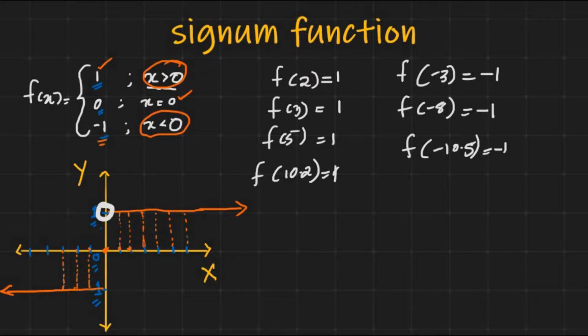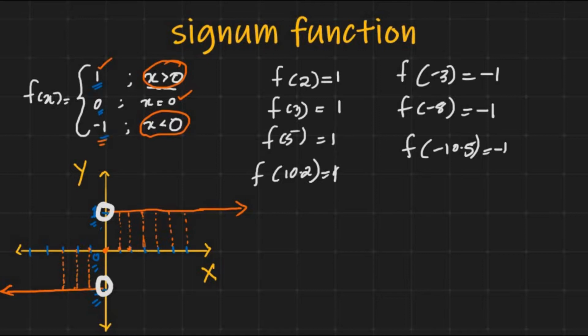Similarly, we have to show using a white bubble that 0 is excluded from this line also, so that we have two white bubbles at the end of each straight line which runs parallel to the x-axis, and we have a darkened bubble at the origin to show that whenever the input value is 0, the output value must be 0.